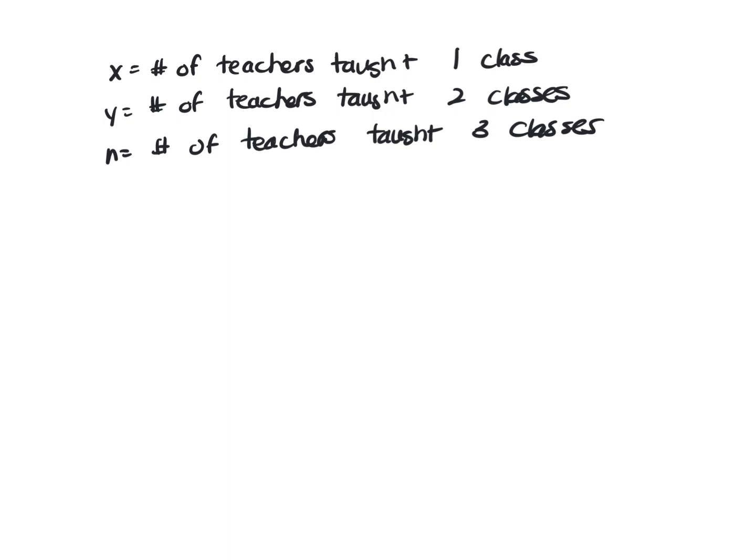We are trying to figure out the least and the greatest possible values of N, the number of teachers who taught 3 classes. We have a total of 37 teachers. So if I take X plus Y plus N, as I've defined each variable, that has to give you 37. Now we're doing 2 classes in each of 32 schools.